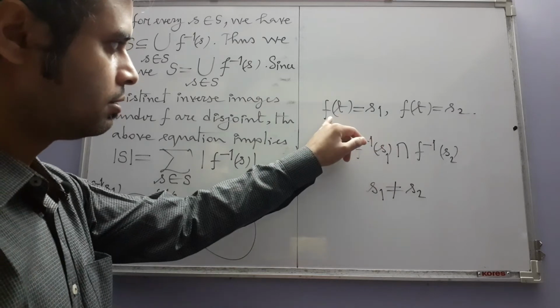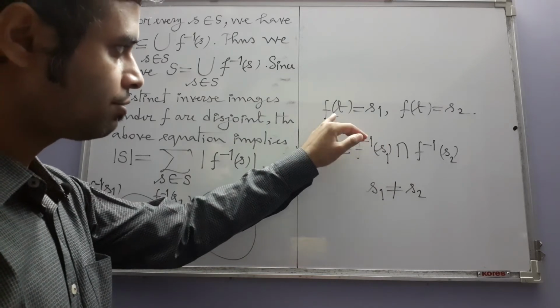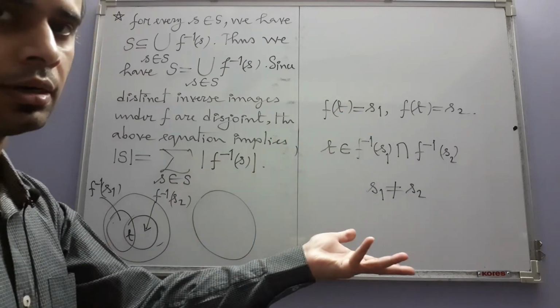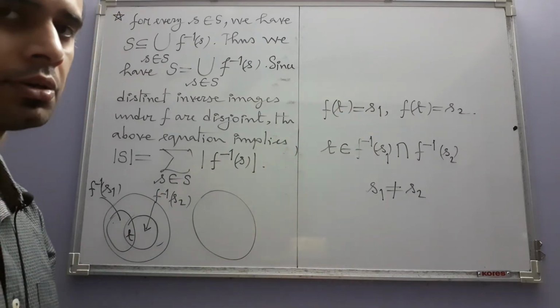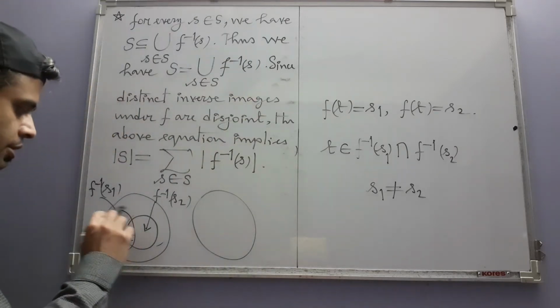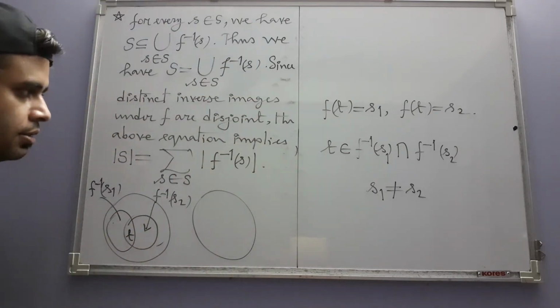Because then T has two distinct images under F. F won't be a function at all. Okay, so that is why distinct inverse images are disjoint.